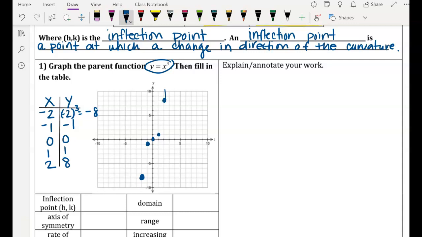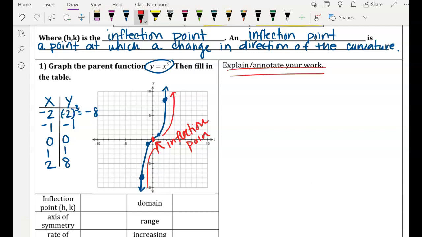As you can see, it's not a U shape, but more like a snake. Now, what do you mean by the change in curvature? This right here is where the inflection point is. This is curving downward a little bit, as you can see. So think of it as curving downward, and then all of a sudden we're curving up. That's what they mean by a change in curvature. The inflection point marks the change in curvature. This is something that you should really write in your explanation of the work.